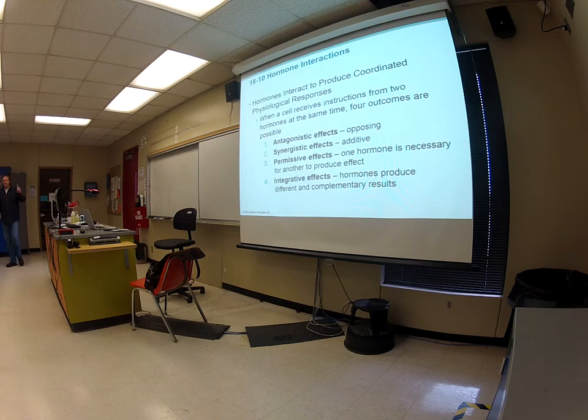So hormones interact to produce coordinated physiological responses. Hormone interactions. So what do you need to know? Well, you need to know what these terms mean. Antagonistic effects, opposite. Synergistic effects, additive. That means they help. Okay? Permissive effects. One hormone is necessary for another to produce its effects. Okay? Integrative effects. Hormones produce different and complementary results. All right? So you need to know those definitions and how they work together.